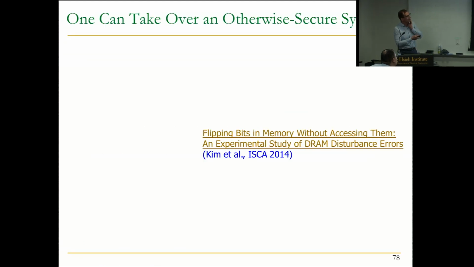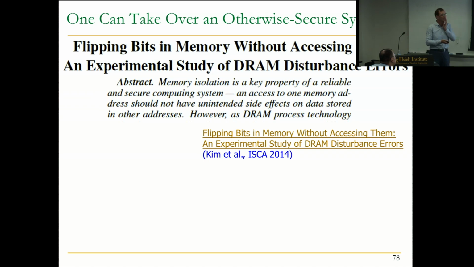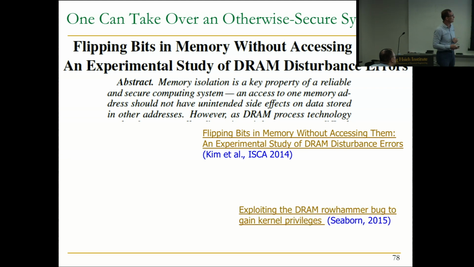So when we actually did these studies, we were very concerned about security. And the first sentence we wrote in the paper was, memory isolation is a key property of a reliable and secure computing system. And access to one memory address should not have unintended side effects on data stored in other addresses. And I still believe this. This is very fundamental. And we said that you could actually construct an attack that could hijack a system or do any kind of data corruption, if you will.